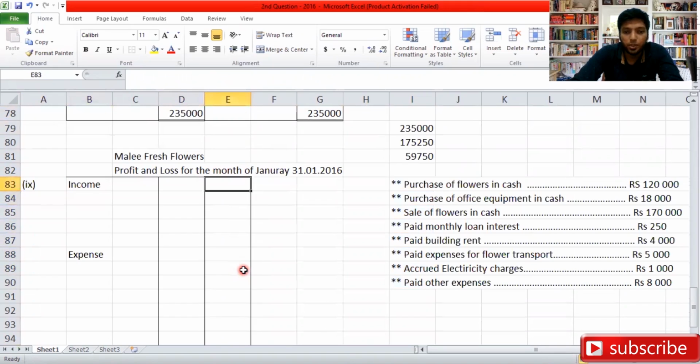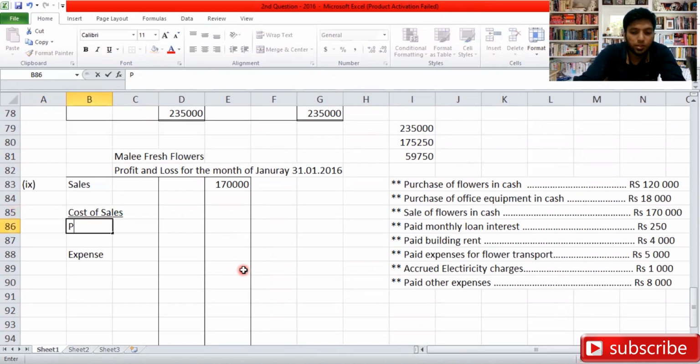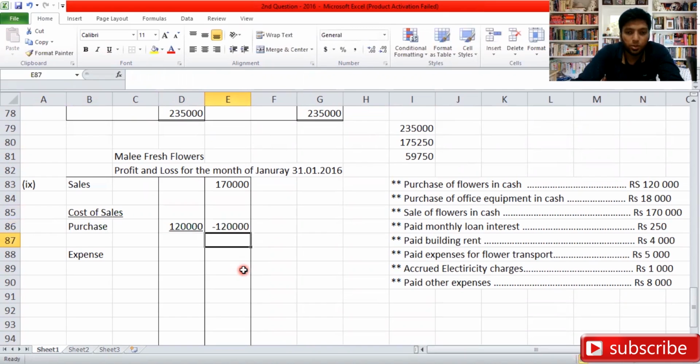So how much is my income? 170,000, sale of flowers. Then I have cost of sales. You guys know how an income statement works. Here you will have sales, then you have cost of sales. Cost of sales is your purchase. You don't have any other things in cost of sales, no opening stock or closing stock, so you have only purchase. I'll underline it. Purchase 120,000. So you take 170,000, deduct 120,000, and you will get 50,000. This is your gross profit.